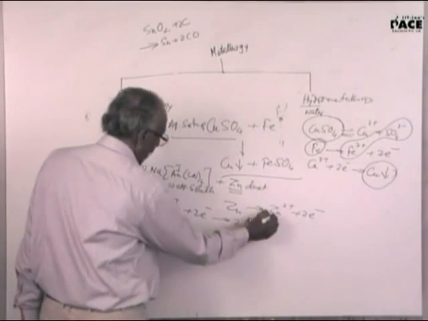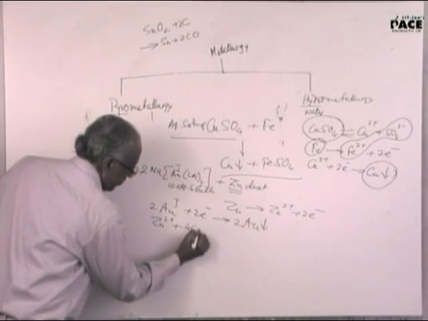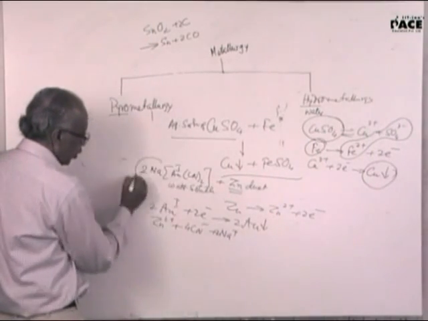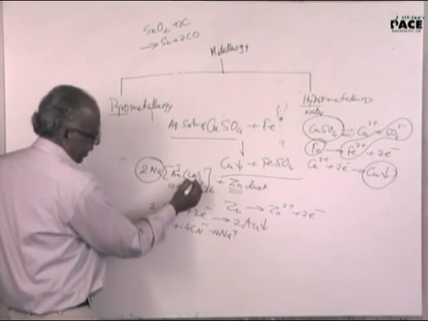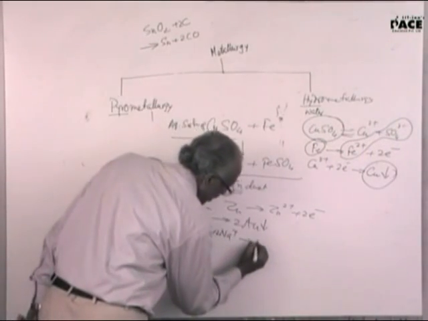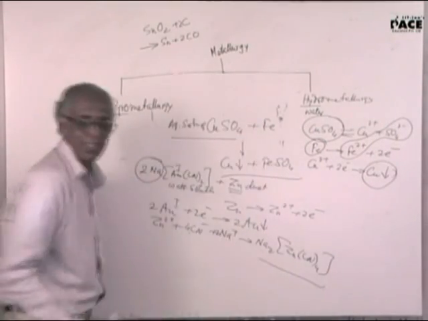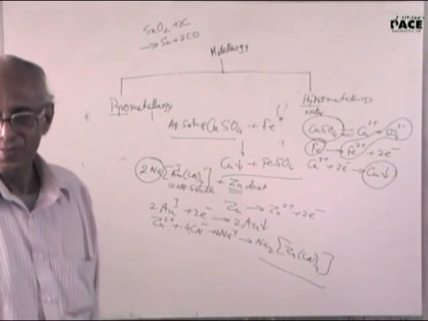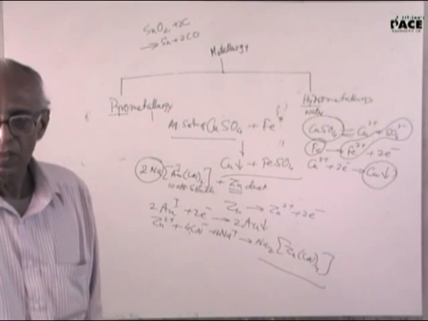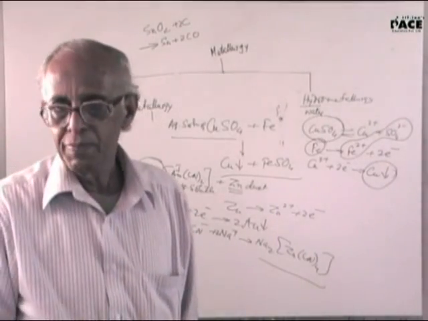And zinc 2 plus will combine with 4 cyanide ions and 2 sodium ions. You have 2 sodium ions and each gold is associated with 2 cyanide. So 2 gold will have 4 cyanide ions. It will form Na2Zn(CN)4. Can you name this complex? Yes, sir.